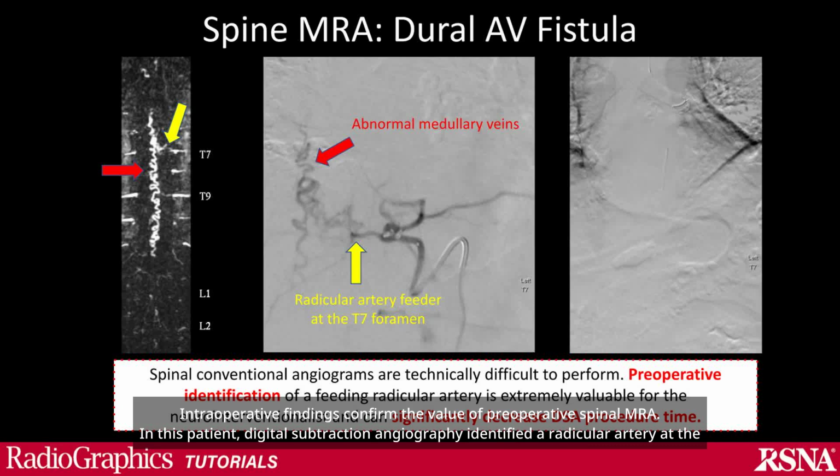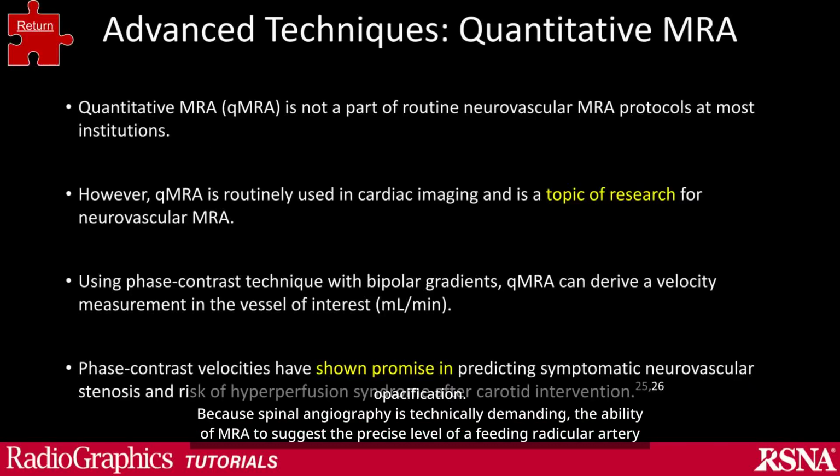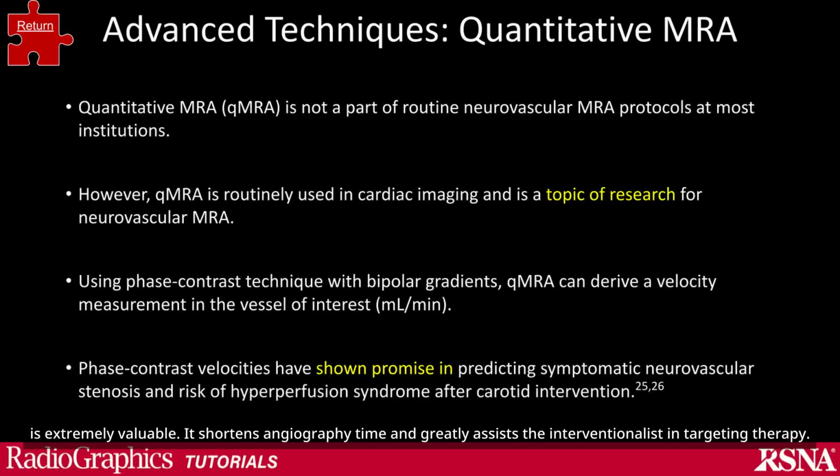Intraoperative findings confirm the value of preoperative spinal MRA. In this patient, digital subtraction angiography identified a radicular artery at the T7 foramen as the feeding vessel. Embolization was then performed, and subsequent imaging demonstrated complete resolution of abnormal medullary venous opacification. Because spinal angiography is technically demanding, the ability of MRA to suggest the precise level of a feeding radicular artery is extremely valuable. It shortens angiography time and greatly assists the interventionalist in targeting therapy.